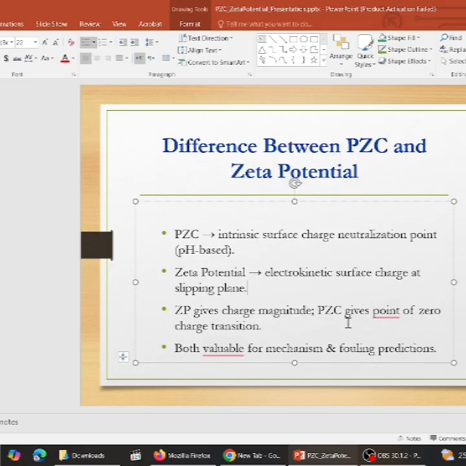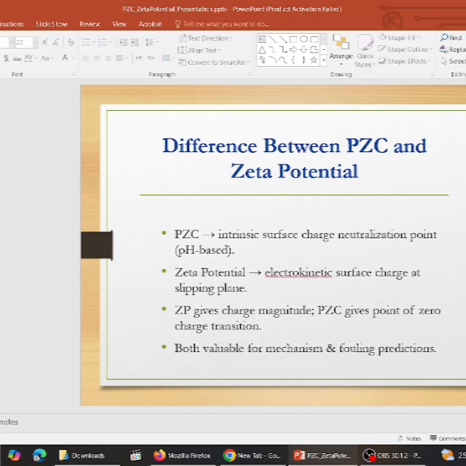It also tells you about particle stability. If your value is plus or minus 30 millivolts or more, it suggests stability, while a value of less than 30 millivolts suggests potential aggregation or instability. So both are valuable for mechanism and fouling predictions if you are doing this for membranes.